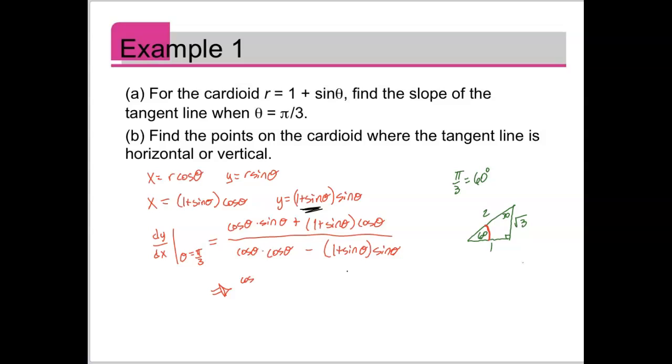All right, so I have cosine pi over 3 times sine pi over 3 plus 1 plus sine pi over 3 times cosine pi over 3, over cosine pi over 3 times cosine pi over 3 minus 1 plus sine pi over 3 times sine pi over 3. Let's make a note, because it's basically just a bunch of cosines and sines. Cosine of pi over 3 is cosine of 60, which is 1/2, right? Sine pi over 3 is root 3 over 2.